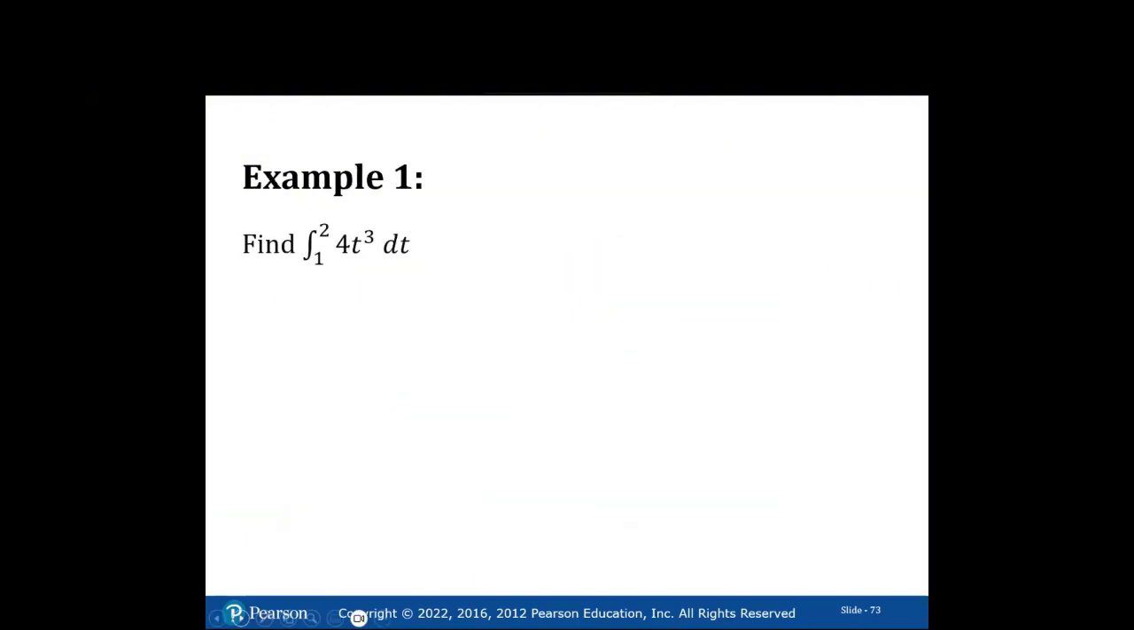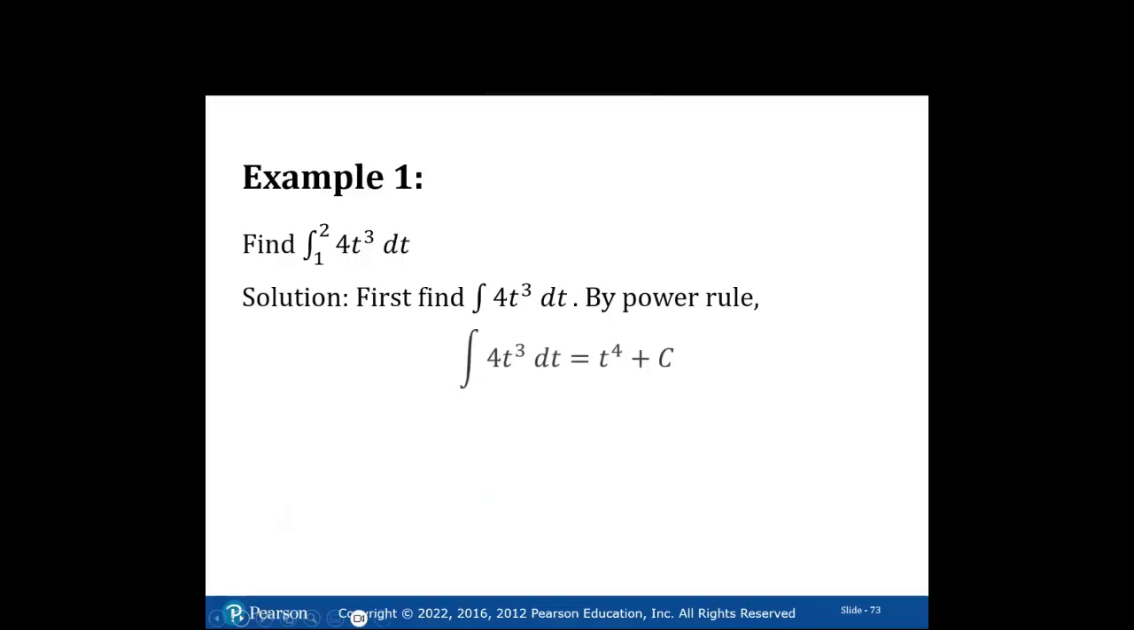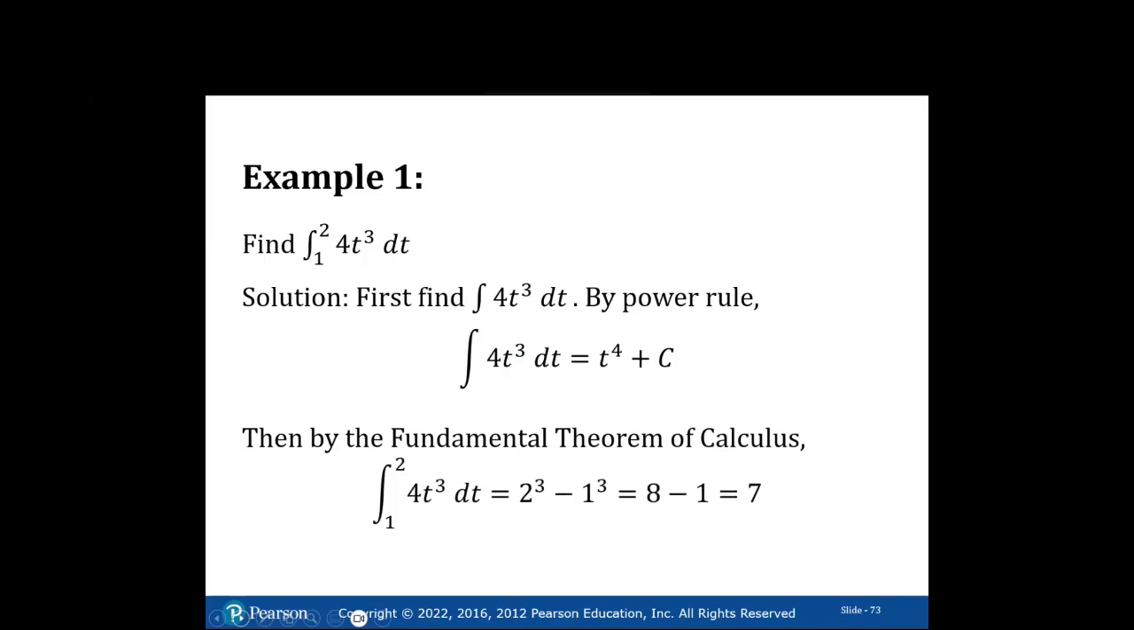Now the example. We're going to find the definite integral from 1 to 2 of 4t cubed dt. So first we're going to find just the indefinite integral. And by the power rule, we have that this is going to be t to the fourth plus c. Add 1 in the exponent, divide by that. Now we're going to do the fundamental theorem of calculus. That says that I take this evaluated at 2 minus evaluated at 1. And that gets us 15.